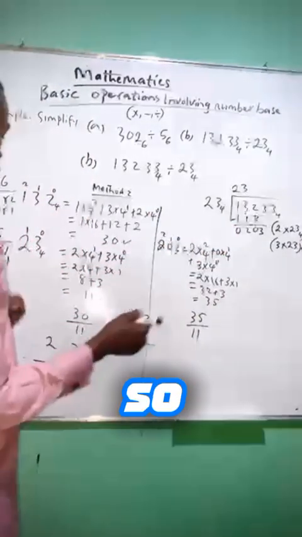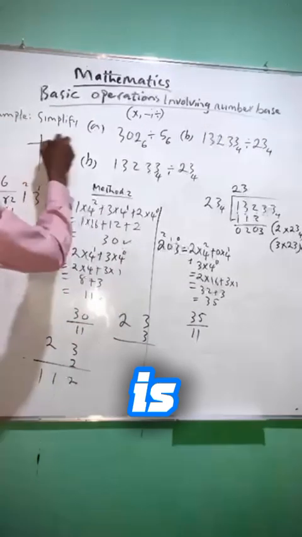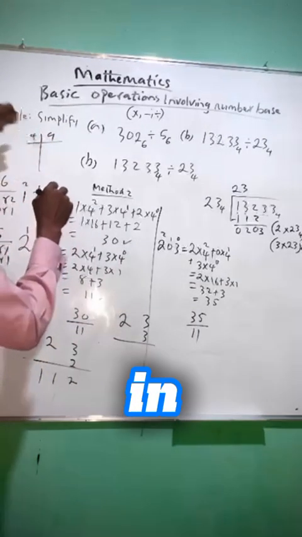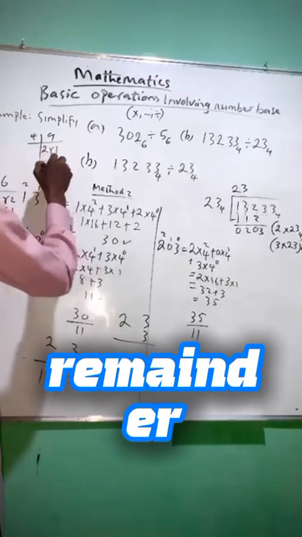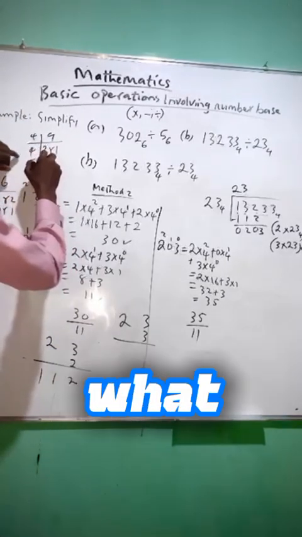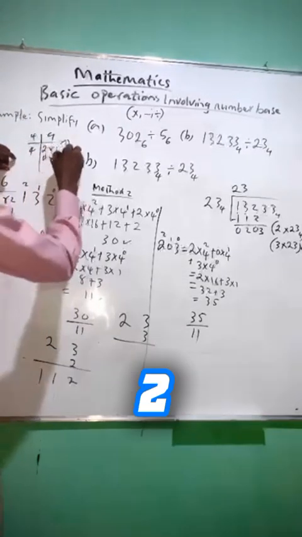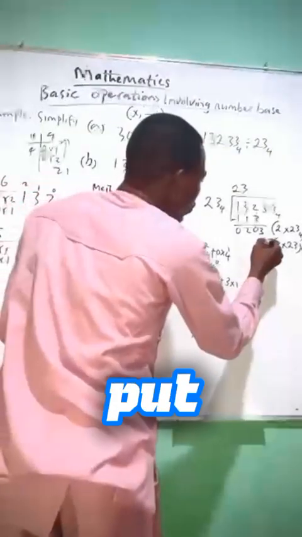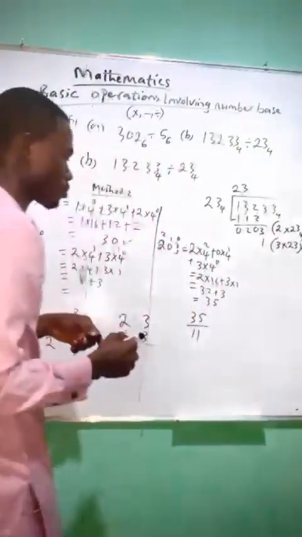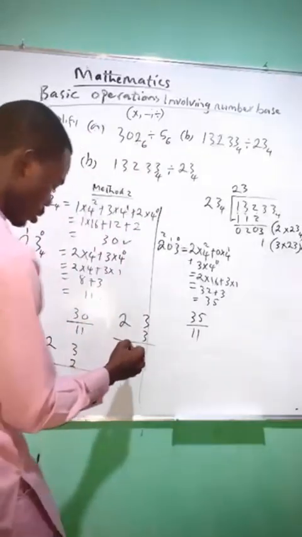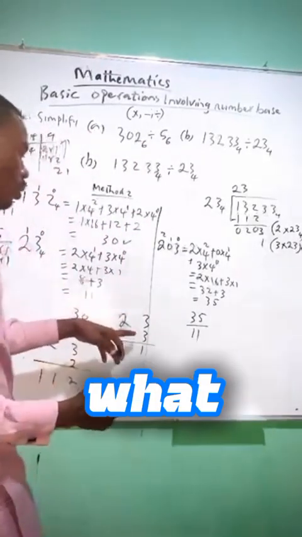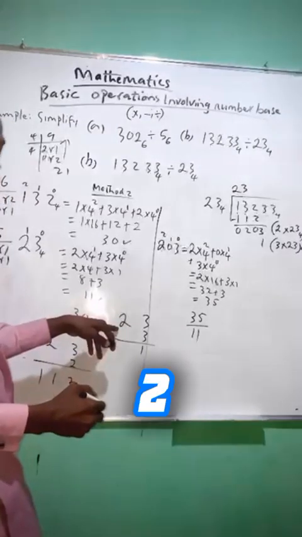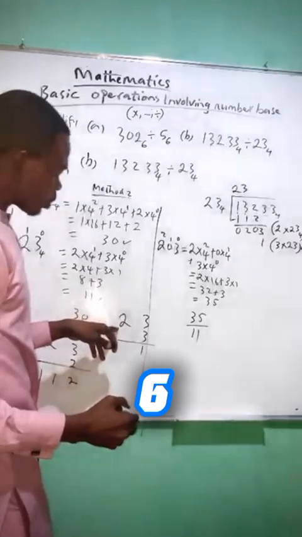Base 4. So my conversion of 9 is in base 4. 4, how many 4s are in 9? 2, remainder 1. 4 goes into 2 how many times? 0, remainder 2. So my answer is 21. So here I'll put 1, and remainder 2. 3 times 2 is 6. 6 plus 2 is 8.